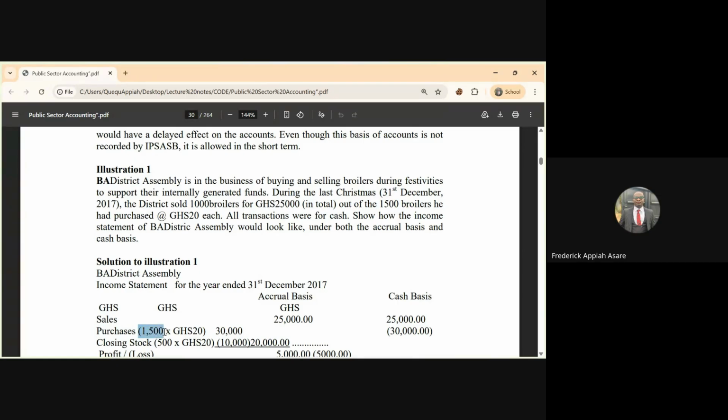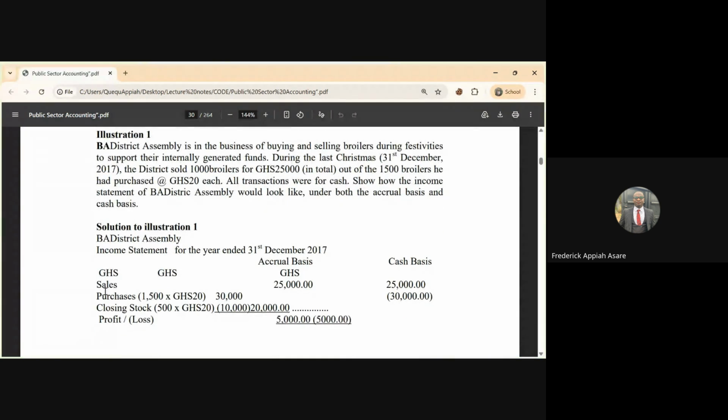That's our 1,500 times 20 cedis, because that was how much they bought it. 1,500 times 20 cedis. Yes. So that represented the purchases here. The 30,000 was 1,500 times 20. Okay, sir.